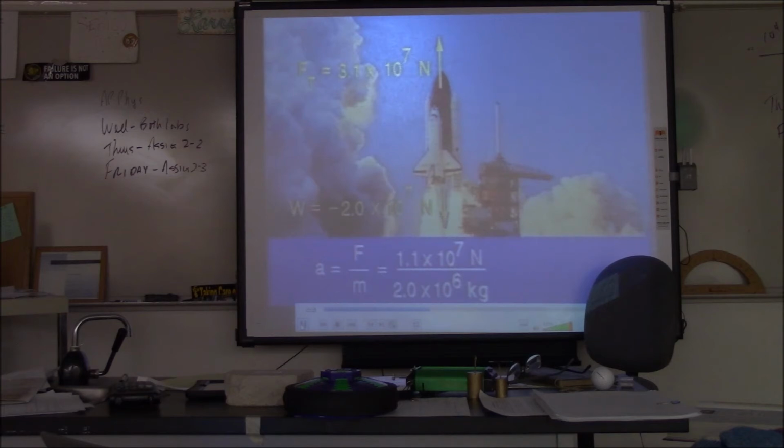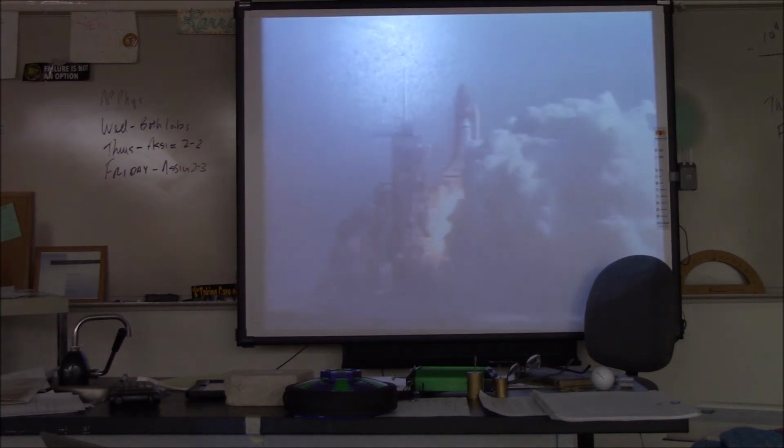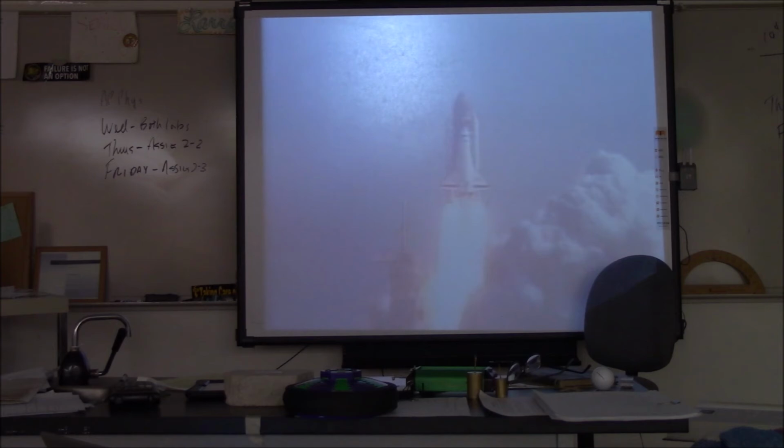Acting on the total shuttle mass of 2 million kilograms, the initial acceleration is equal to 5.5 meters per second squared. With the thrust initially remaining constant, the shuttle's acceleration will continually increase as the engines expel their propellant and reduce the mass and weight of the shuttle system. With 9,400 kilograms of propellant being exhausted every second, the shuttle's mass becomes reduced very quickly.